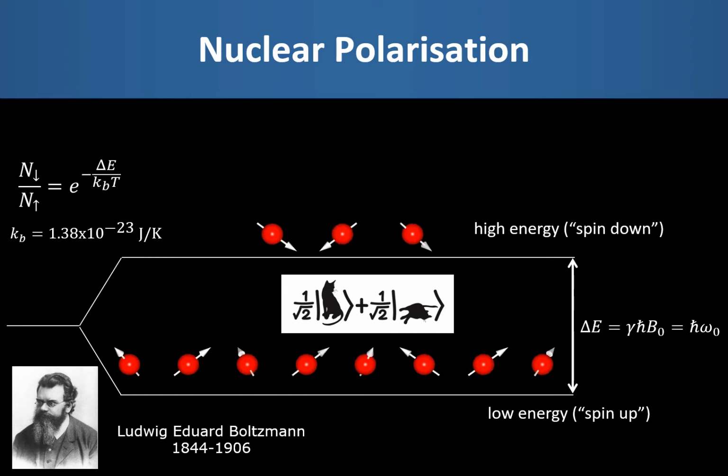If we inject energy into the system at an angular frequency of omega 0, we can induce transitions between the 2 energy states. A spin-up nucleus can absorb energy and transition to a spin-down state, and a spin-down nucleus can give up energy and transition to spin-up. This excitation must be at the specific frequency to resonate with the nuclei as described previously.